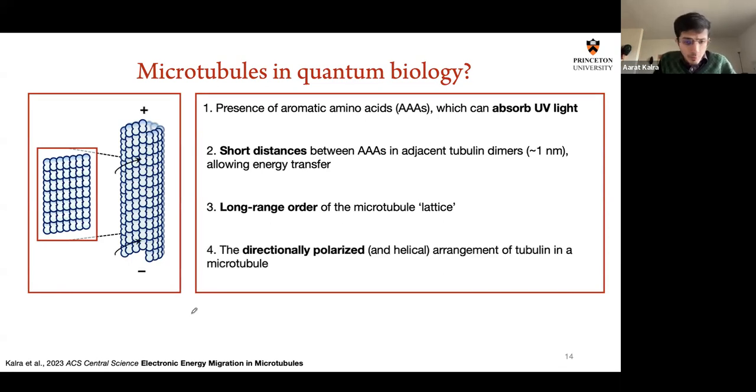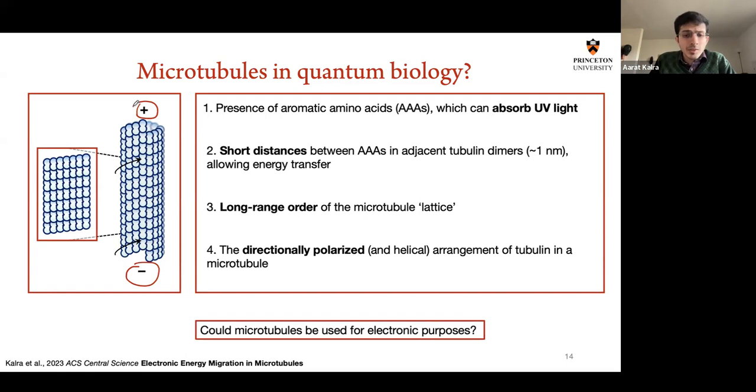Microtubules are also directionally polarized. So one end of the microtubule, that's the minus end, is morphologically different than the plus end. So perhaps there could be some directionality to excitonic energy transfer. Right? After all, a kinesin that I showed you has a directional motion, right? The dynein has the opposite motion. And so, of course, really the question is, could a microtubule be used for electronic ends? Could a microtubule serve as an electronic device?